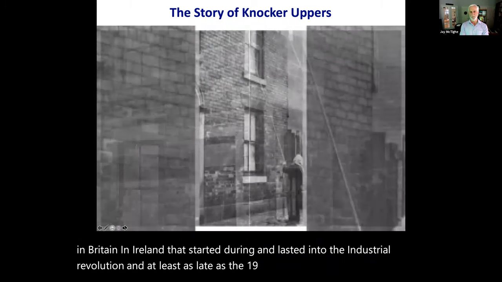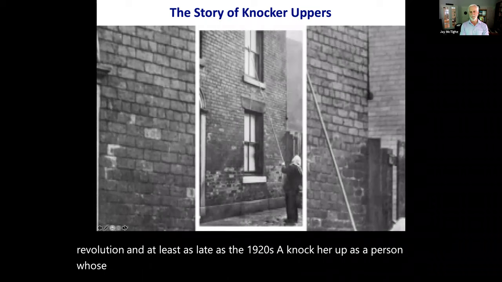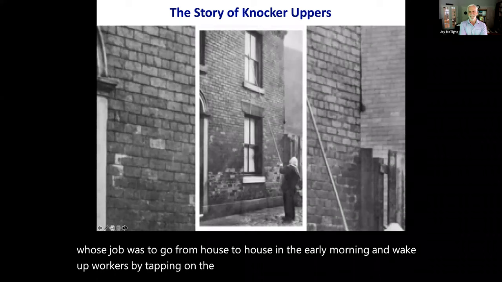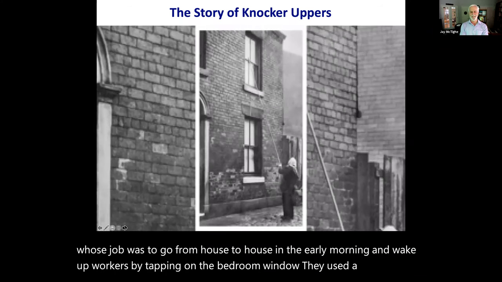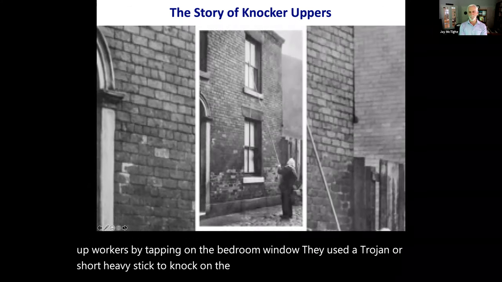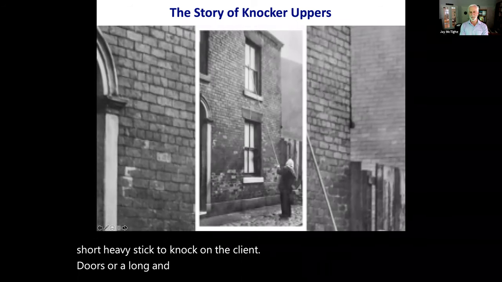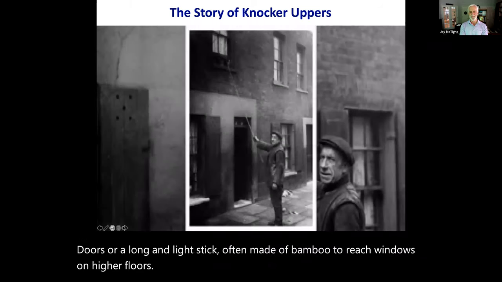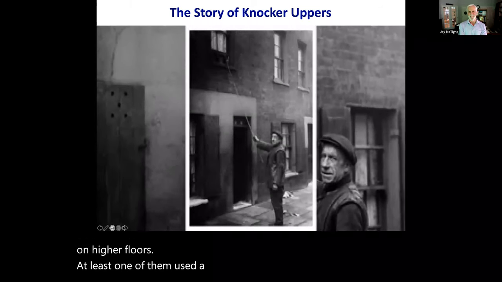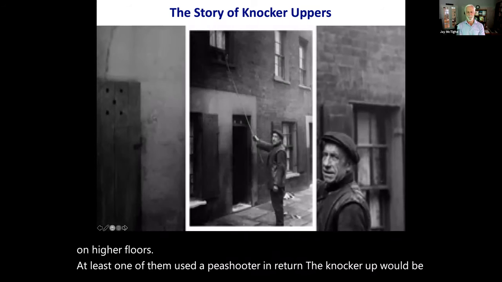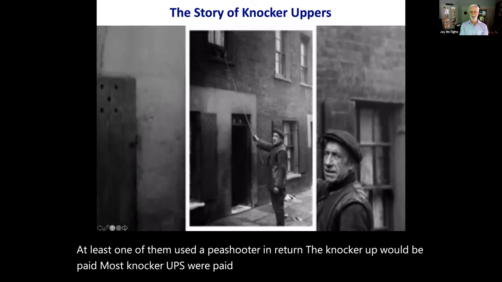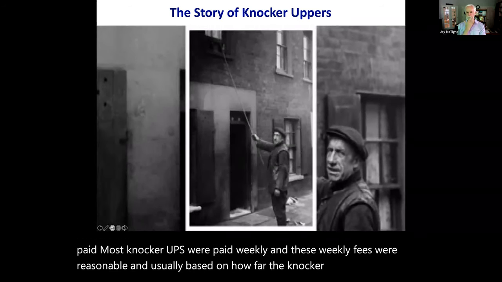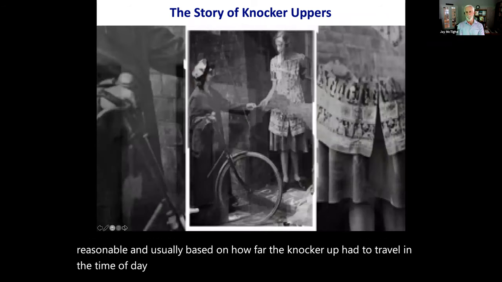A knocker-up is a person whose job was to go from house to house in the early morning and wake up workers by tapping on the bedroom window. They used a truncheon or short, heavy stick to knock on the client's doors, or a long and light stick, often made of bamboo, to reach windows on higher floors. At least one of them used a pea shooter. In return, the knocker-up would be paid. Most knocker-ups were paid weekly, and these weekly fees were reasonable and usually based on how far the knocker-up had to travel and the time of day the person needed to be awakened.